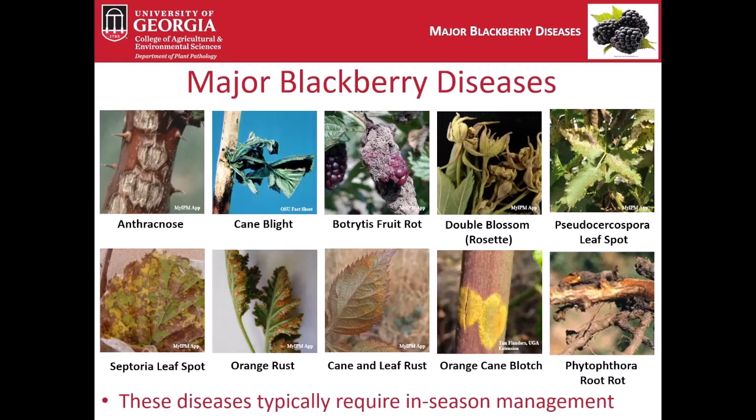Botrytis fruit rot is the major fruit rot that impacts blackberry production. Rosette or double blossom can be a significant disease, but a lot of cultivars that are grown commercially now have resistance to that disease. Pseudocercospora and Septoria leaf spot are important leaf spot diseases of blackberries in the southeast, but I believe the next speaker is going to talk on that topic, so I won't spend too much time there. And I talked about orange rust and cane and leaf rust and orange cane blotch a little bit. We also have problems with Phytophthora. So all of these diseases typically require in-season management.